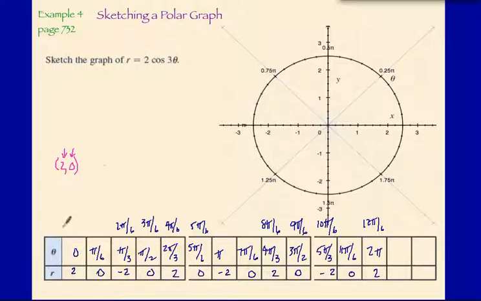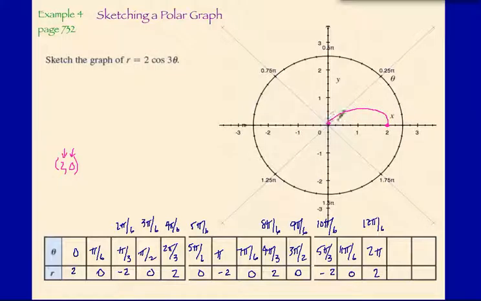So let's plot these points. A directed distance of 2 and an angle measure of 0 puts the first point right here. Then we have a directed distance of 0 at a pi over 6 angle. Now pi over 6 is about here. It's about a 30-degree angle. But at that 30-degree angle, we're at 0. So essentially, if we were graphing points in between, it would take us around here.